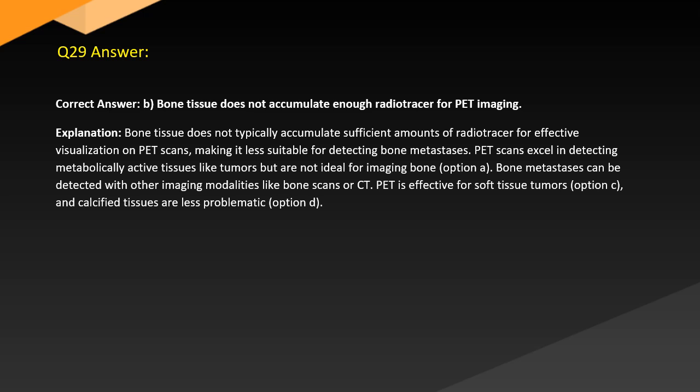Explanation. Bone tissue does not typically accumulate sufficient amounts of radiotracer for effective visualization on PET scans, making it less suitable for detecting bone metastases. PET scans excel in detecting metabolically active tissues like tumors, but are not ideal for imaging bone, option A. Bone metastases can be detected with other modalities like bone scans or CT. PET is effective for soft tissue tumors, option C, and calcified tissues are less problematic, option D.